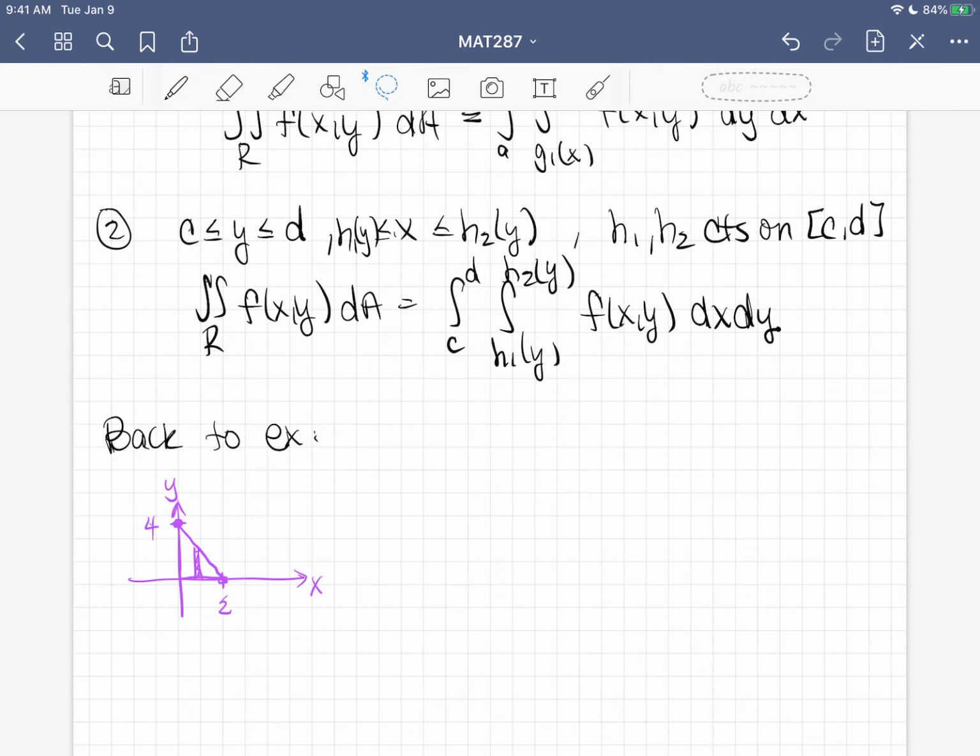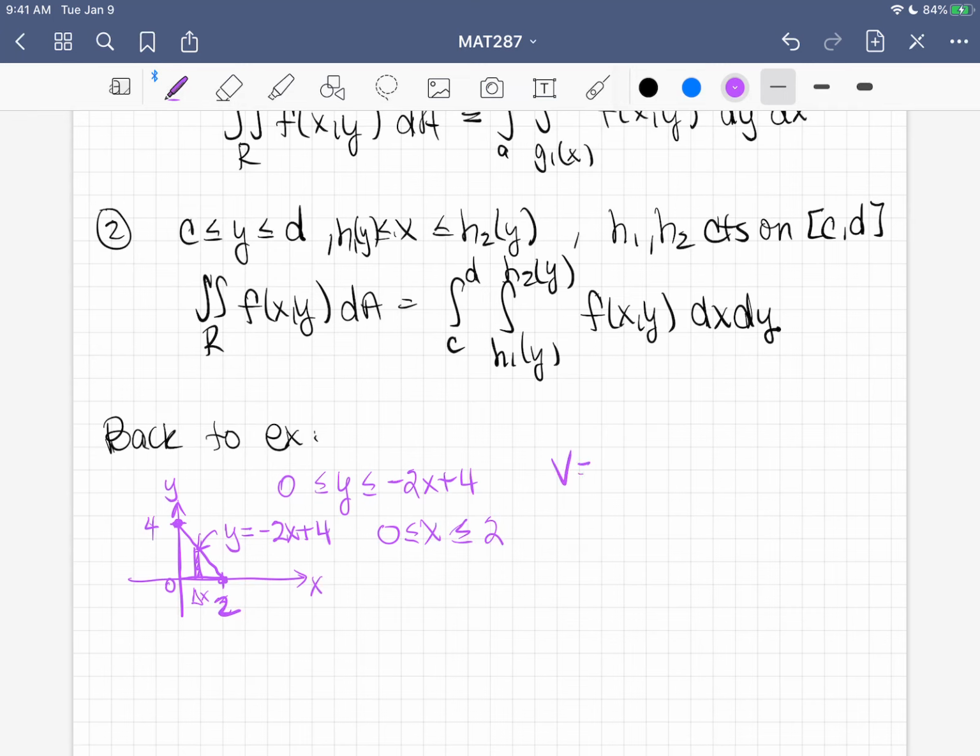Okay, so there's our region. This is delta x. So my bounds on y are from 0 to this line, which is the line y equals negative 2x plus 4. And my bounds on x are x runs from 0 to 2, right?